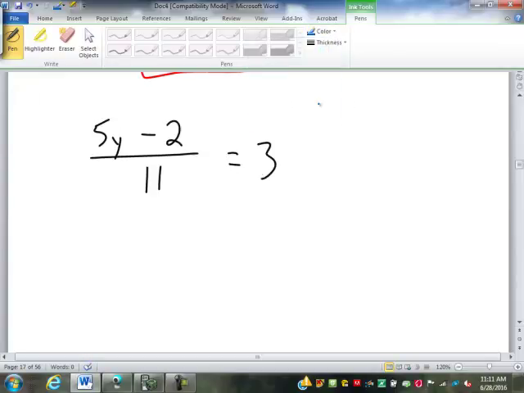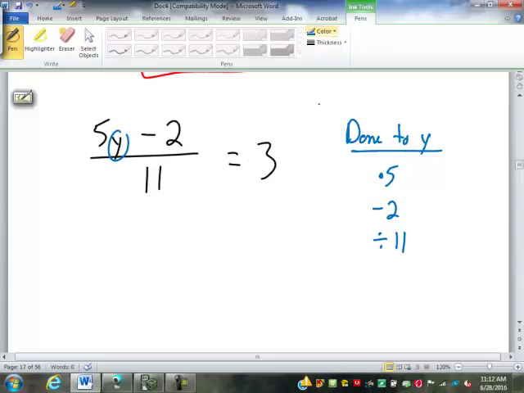So if we look at this, there's a fraction here, obviously it's all over the 11 there. But there's another way to look at it rather than looking at it as a fraction. You can look at what's been done to the y, to the variable. It was first multiplied by 5, then 2 was subtracted from it, and then the whole thing was divided by 11. Because order of operations says you have to do everything on top first, and then you do the division.